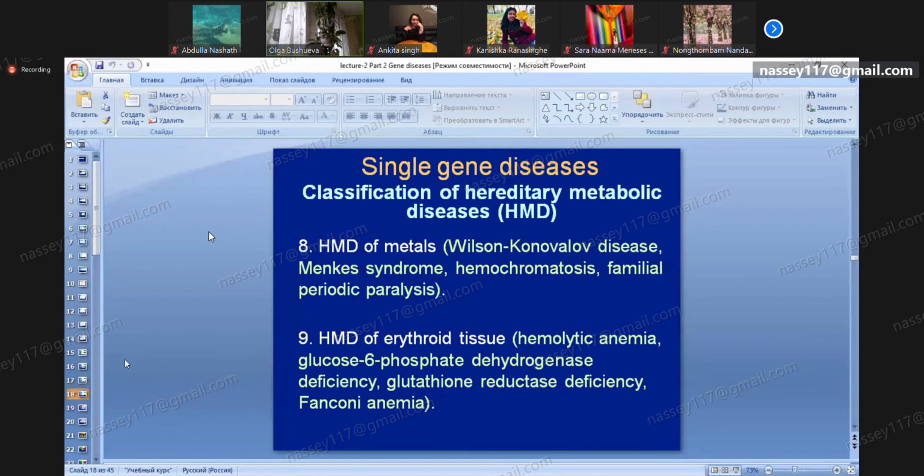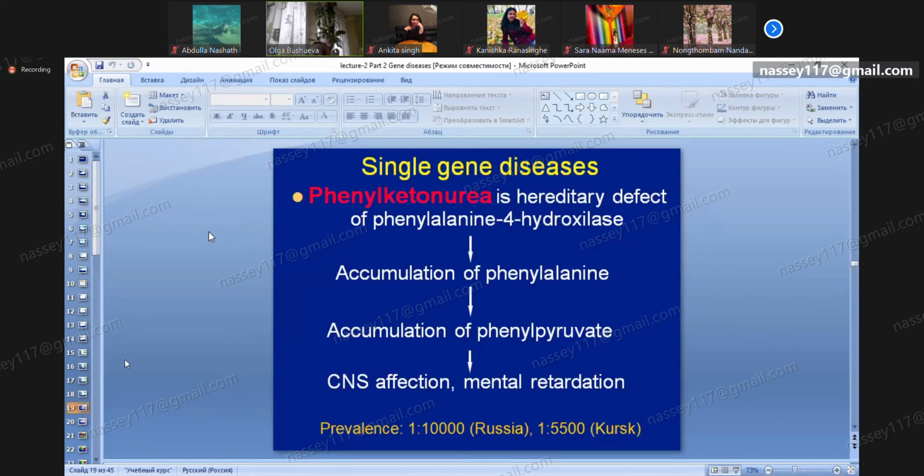Ehlers-Danlos syndrome; hereditary metabolic diseases of metals such as Wilson-Konovalov disease, Menkes syndrome, familial periodic paralysis; hereditary metabolic diseases of erythroid tissue such as hemolytic anemia, glucose 6-phosphate dehydrogenase deficiency, Fanconi anemia. So now we'll speak about some single gene disorders. First one, phenylketonuria.